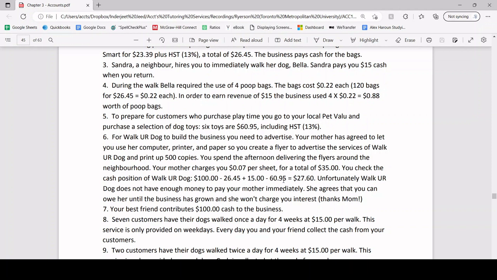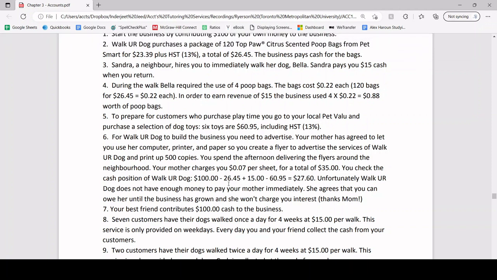Unfortunately, Walk Your Dog does not have enough money to pay your mother immediately. She agrees that you can owe her until the business has grown and she won't charge you interest. So in this situation, the first thing that we're going to talk about is advertising. So this whole paragraph is related to advertising expense because we created the flyers.